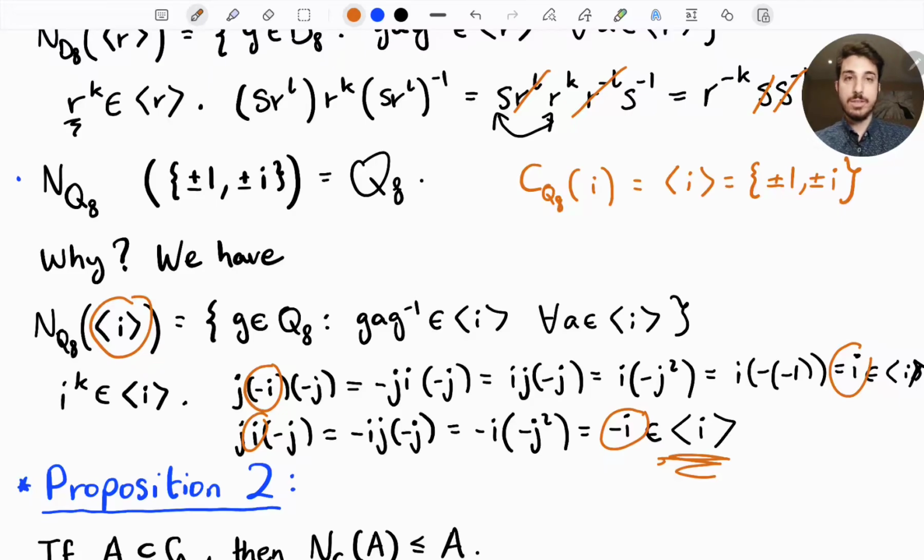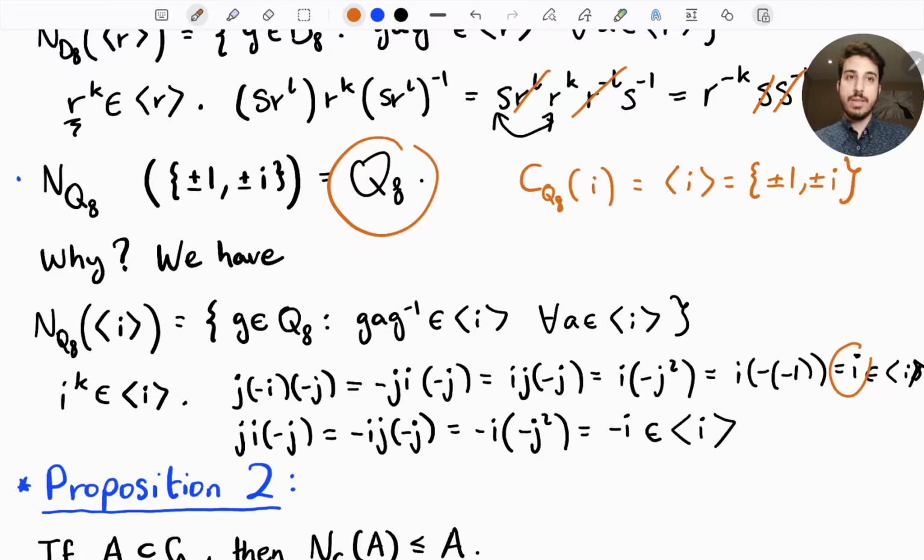So as long as that condition is met, we can say that J is an element of the normalizer. Okay? So we've covered J, and K can be done in the same way, and we can say that for K as well it works. We can say the same for minus J, for minus K, and 1 and minus 1 are obviously trivial. So we can say the same for all of the elements of Q8, and we say that the normalizer is in fact the whole group Q8.